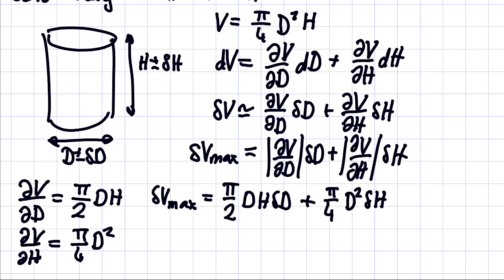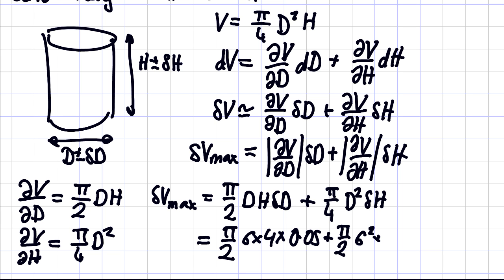The last step is just to put the numbers in. That's pi by 2 times 6 times 4 times 0.5, plus pi by 4 times 6 squared times 0.1. Throw that into a calculator. My final answer is 2.17, and I must be careful not to forget the units. They're going to be inches cubed. At that point, we finish the question.